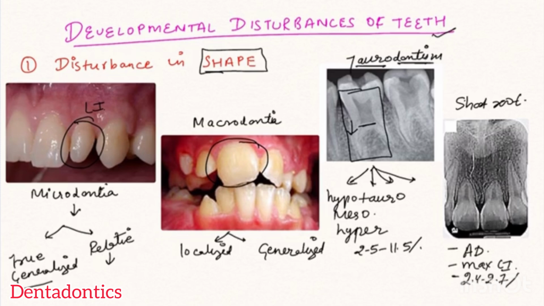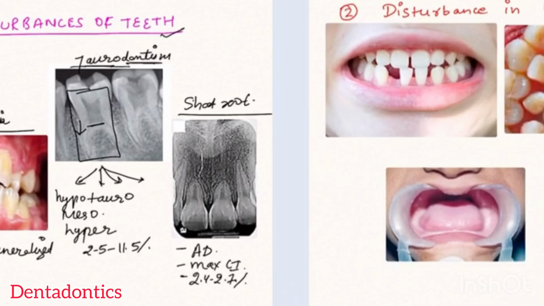The prevalence rate is 2.4 to 2.7%. Mongolians are most commonly affected, and here the gene involved is matrix metalloproteinase 9, and the clinical implication is that since the root is short, there will be early tooth loss. So these all are the disturbances in shape: microdontia, macrodontia, taurodontism and short root.